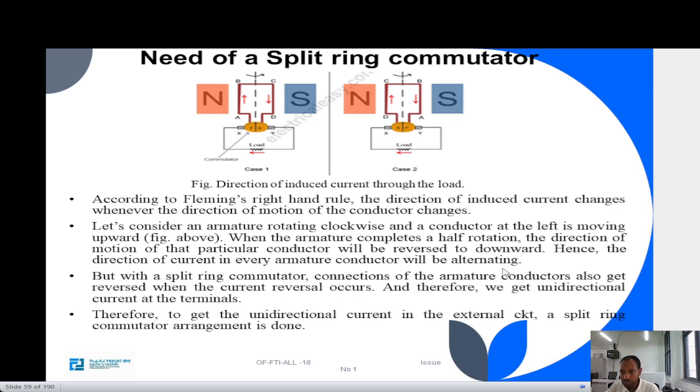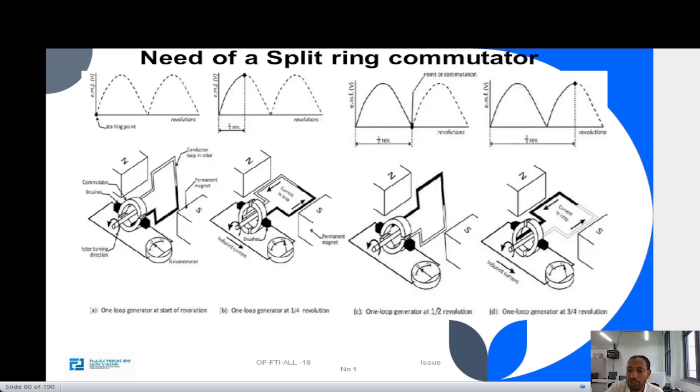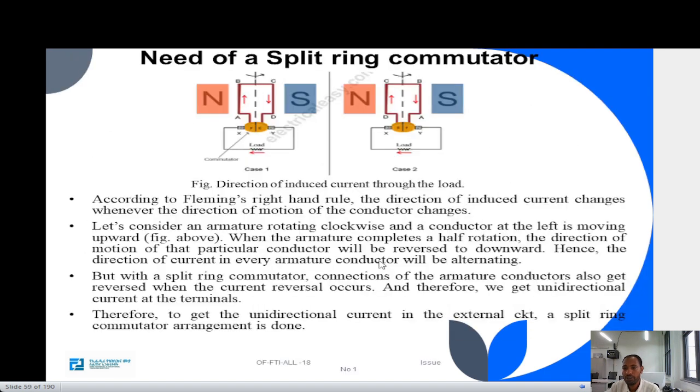So, when the armature completes half rotation, the direction of the motion of that particular conductor will be reversed to the downside. Now, because in this case it was under the north side and now it becomes south, obviously the direction is going to be changed according to Fleming's right-hand rule. Hence, the direction of the current is going to be altering. It means that in this case, if this side was plus, now this side becomes minus.